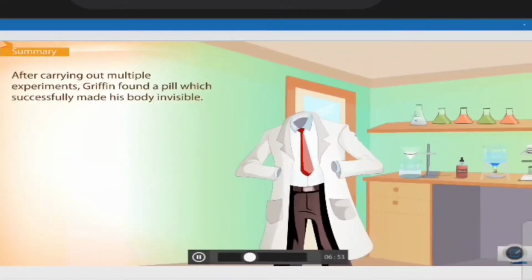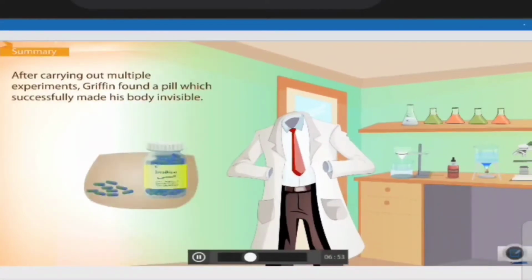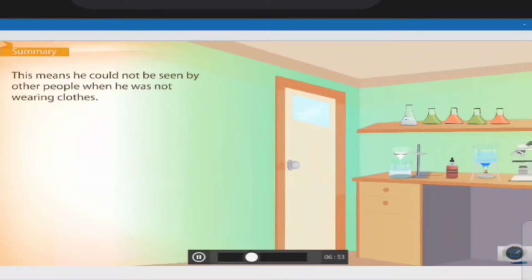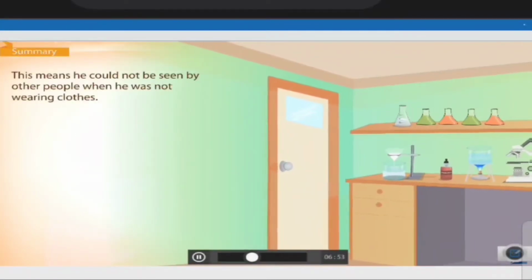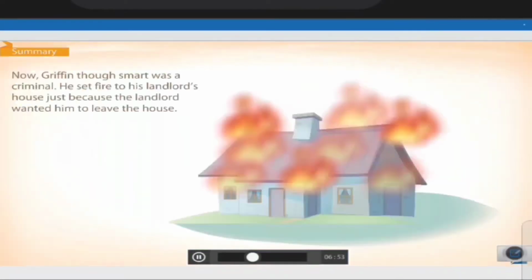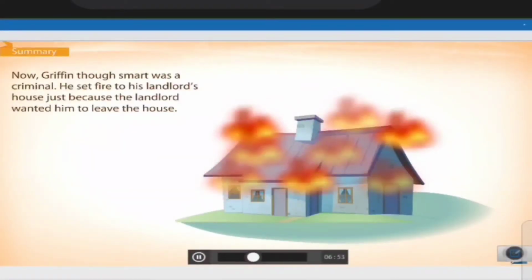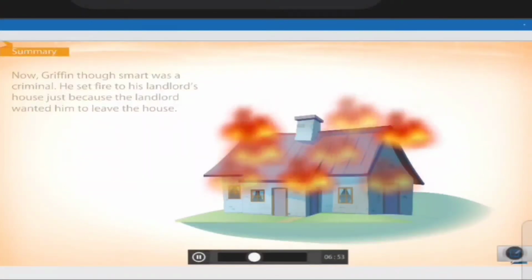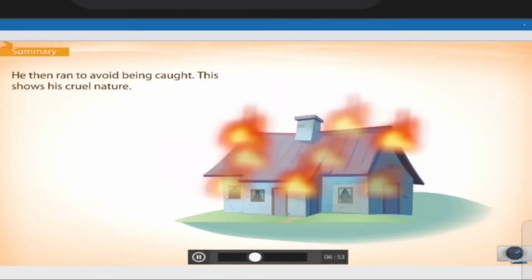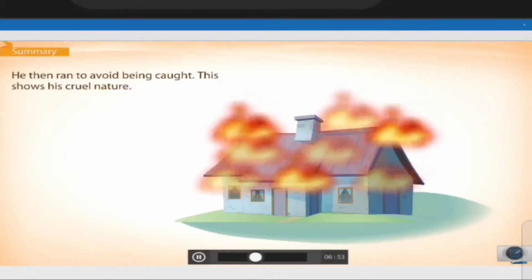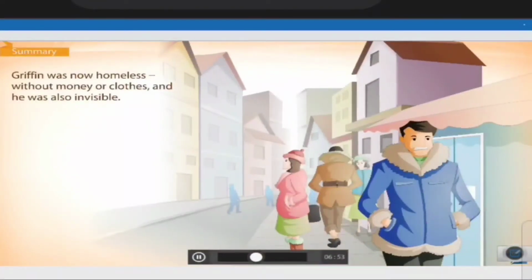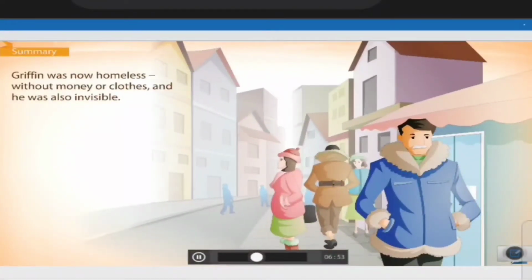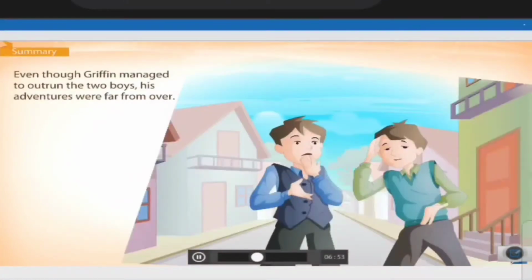After carrying out multiple experiments, Griffin found a pill which successfully made his body invisible. This means he could not be seen by other people when he was not wearing clothes. Now, Griffin, though smart, was a criminal. He set fire to his landlord's house just because the landlord wanted him to leave the house. He then ran to avoid being caught. This shows his cruel nature. Griffin was now homeless, without money or clothes, and he was also invisible. Even though Griffin managed to outrun the 2 boys, his adventures were far from over.